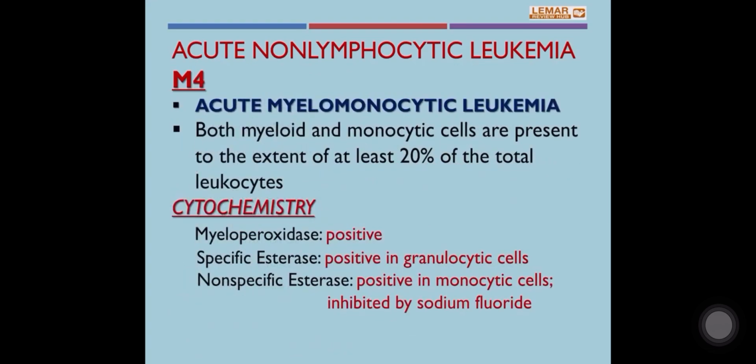M4, acute myelomonocytic leukemia. Both myeloid and monocytic cell are present to the extent of at least 20% of the total WBC. Positive for myeloperoxidase, pero positive for both the specific and the non-specific esterase. Kasi merong granulocytic cell, the specific esterase, at saka monocytic cell, the non-specific esterase.